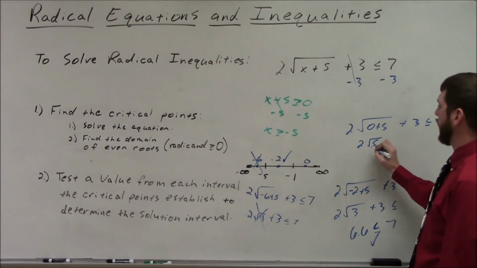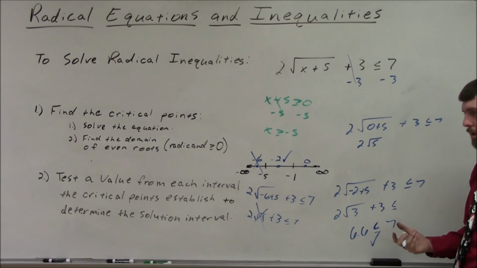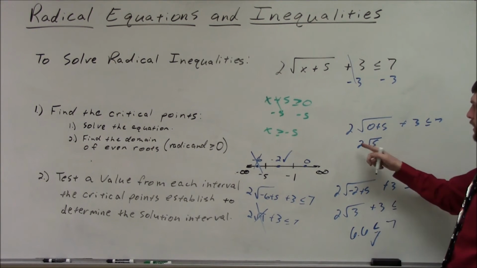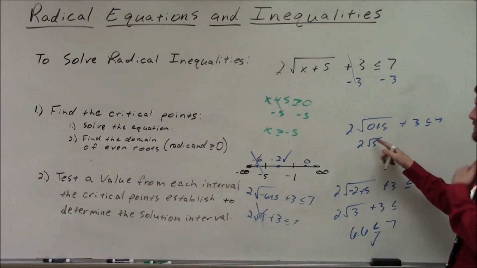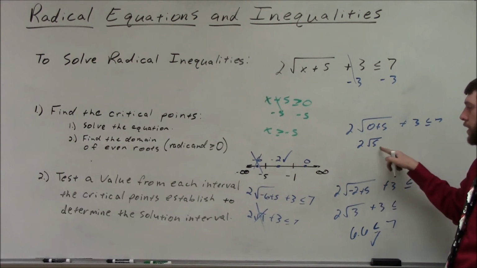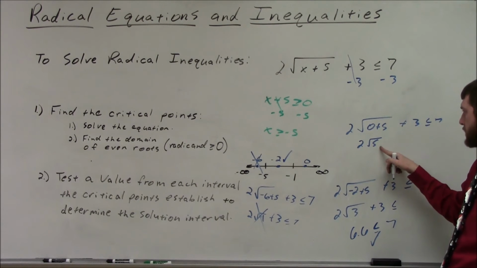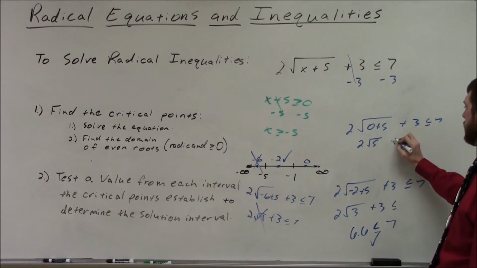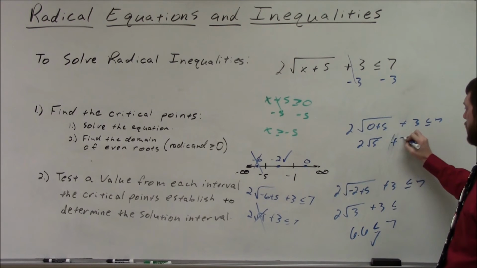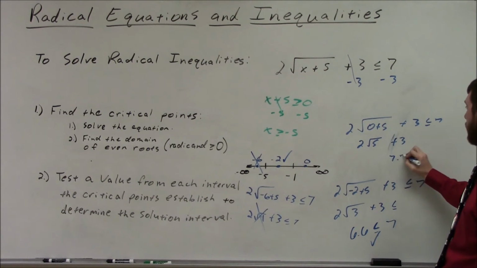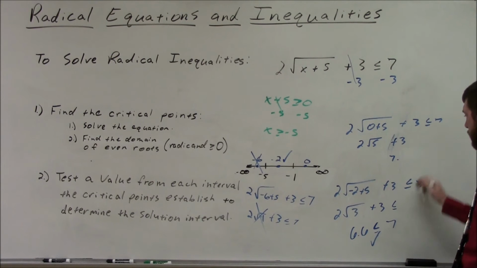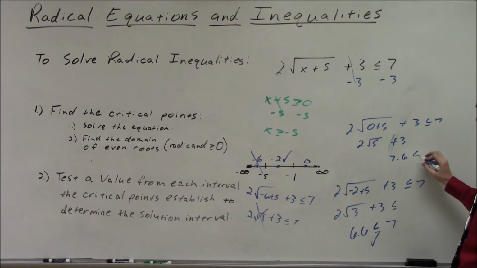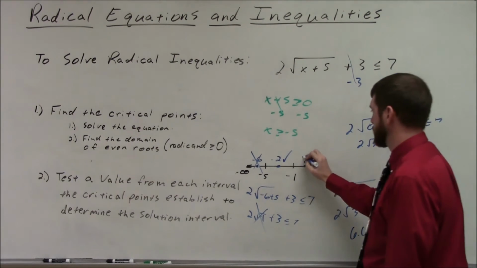Square root of 5 is a little bit more than 2, in a pinch. 2 times that, what's this? This is probably about 2.3 or so. 2 times that's going to put us around 4.6, plus 3, put us around 7.6, I think, thereabouts. And that is not less than or equal to 7, so we don't use that interval.